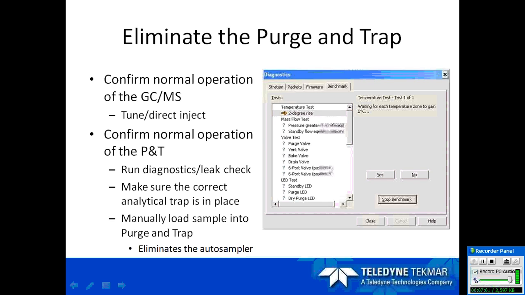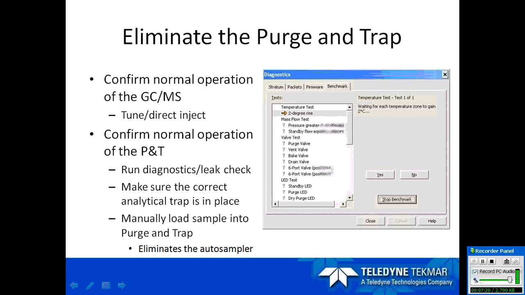Another thing you want to make sure of when you're confirming the normal operation of your Purge and Trap is that you have the correct analytical trap in place. Sometimes the numbers are hard to see on the nut that holds it in tight, so you want to make sure you have the correct trap for the project you are working on, and it's not a blunt trap that doesn't retain any compounds.